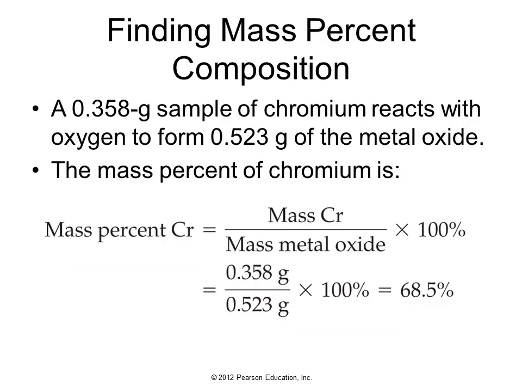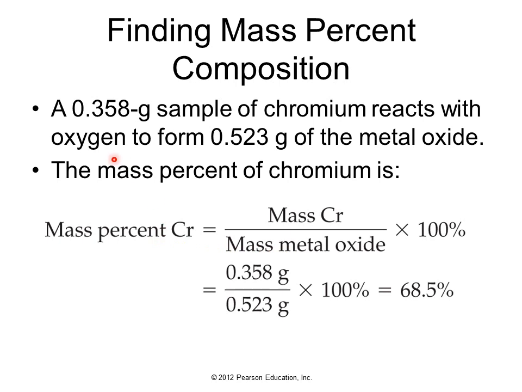Finding the mass percent composition. For instance, 0.358 grams of a sample of chromium reacted with oxygen to form 0.523 grams of the metal oxide, chromium oxide. What percentage of chromium is in this metal oxide? Well, the metal oxide is the whole. It is the combined chromium and oxygen.